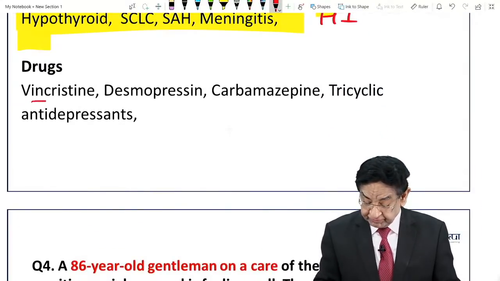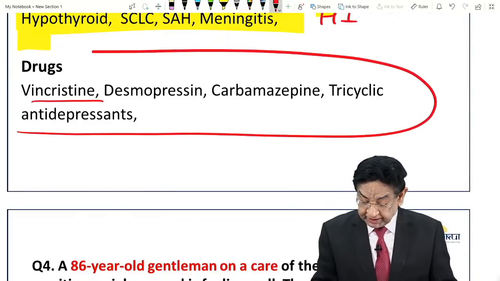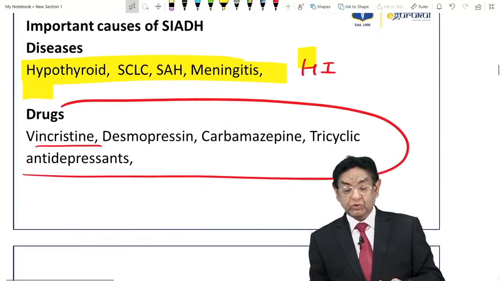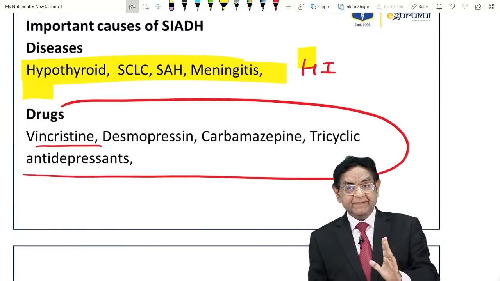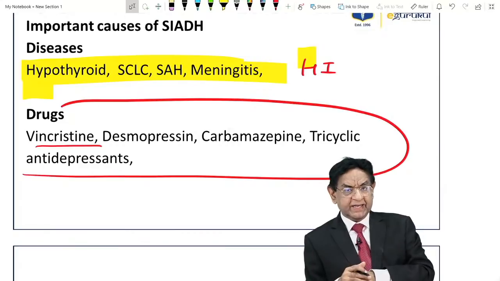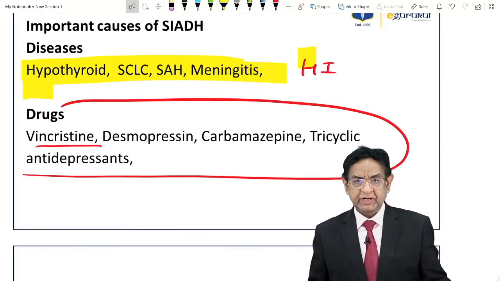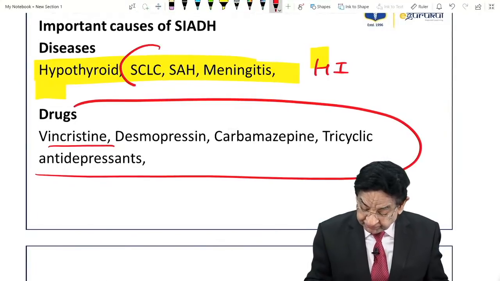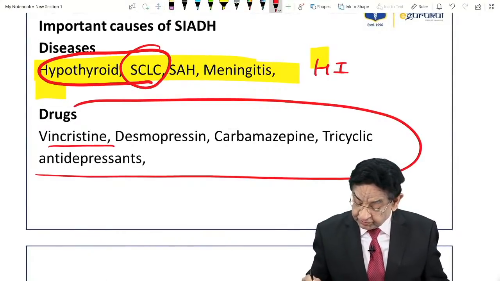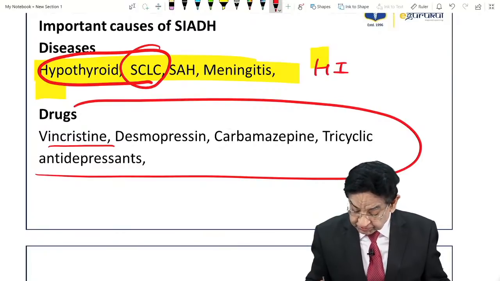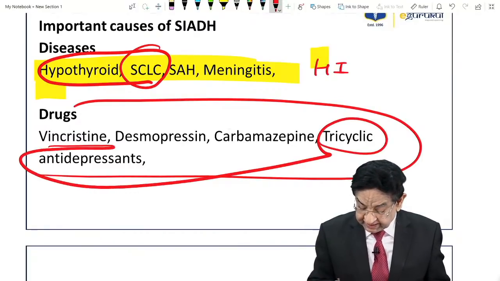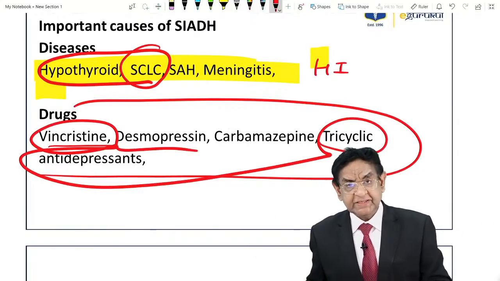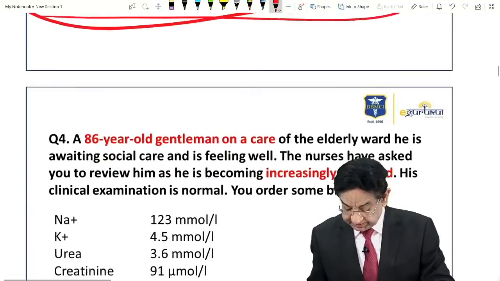Drugs: vincristine. So don't forget, this is the single most important slide. This slide and the previous 7 points regarding investigation, if you know them, you can answer any question on SIADH. Here also, very, very important, tricyclic and vincristine. This slide also I have further simplified for your easy remembrance.